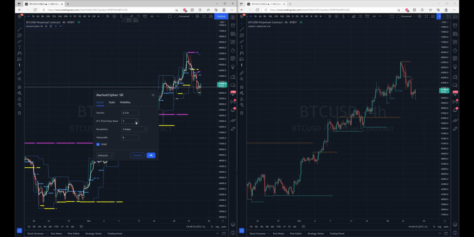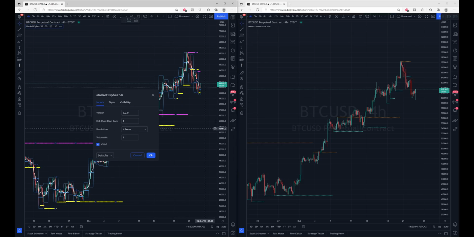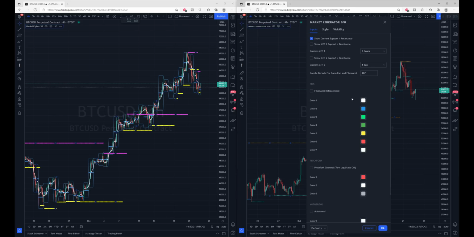But anyway, that's what we're looking at here. It's pretty simple, just drawing in these arbitrary support and resistance lines. It has a volume moving average and the VWAP. And to me, this just doesn't have any use. It's completely pointless, and it's also already free on TradingView. So let's look at Market Liberator support and resistance.